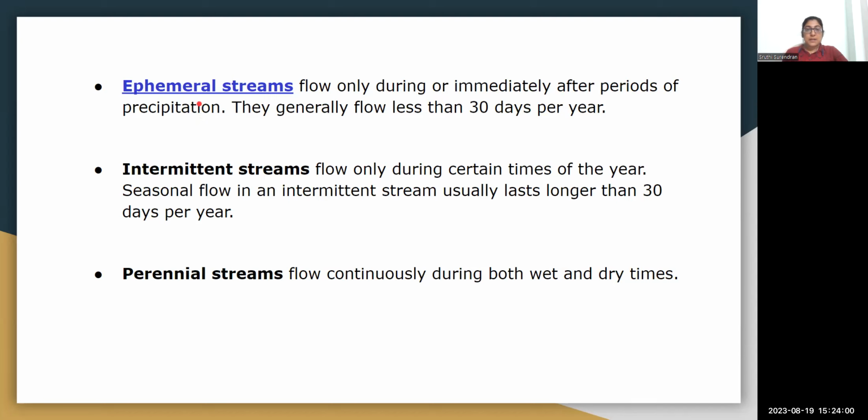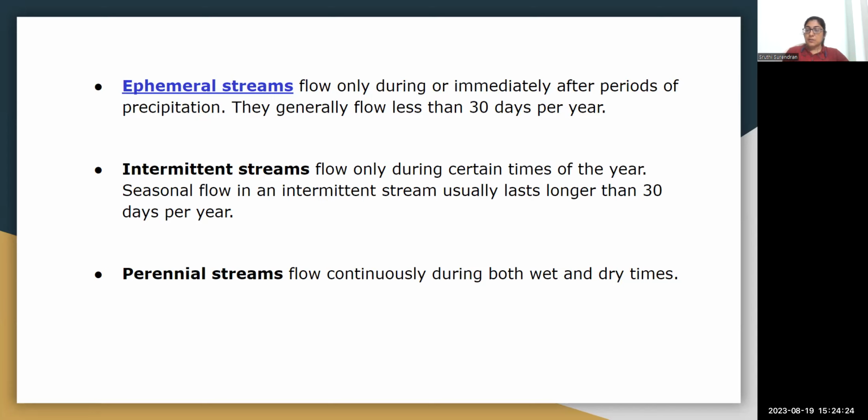So, ephemeral streams are streams which are prominent only immediately after a precipitation event occurs. So, such streams are called ephemeral streams, and they don't last for too long, maybe less than 30 days per year. So, this happens only immediately after a precipitation event occurs. These streams will be rich in water.